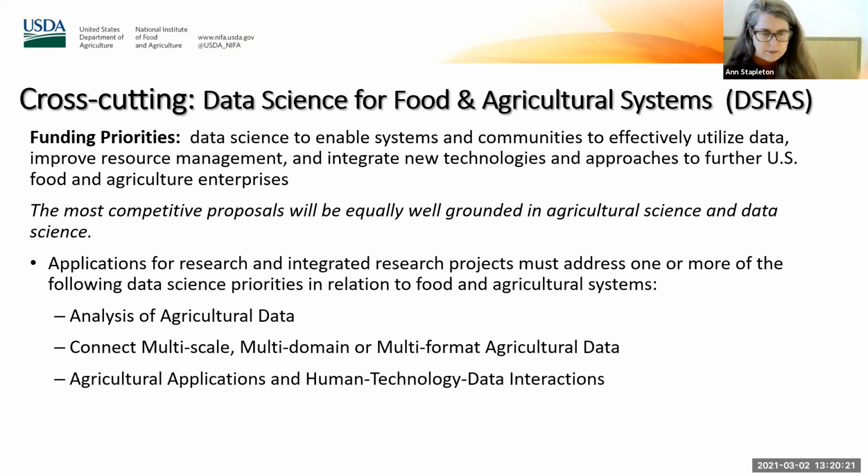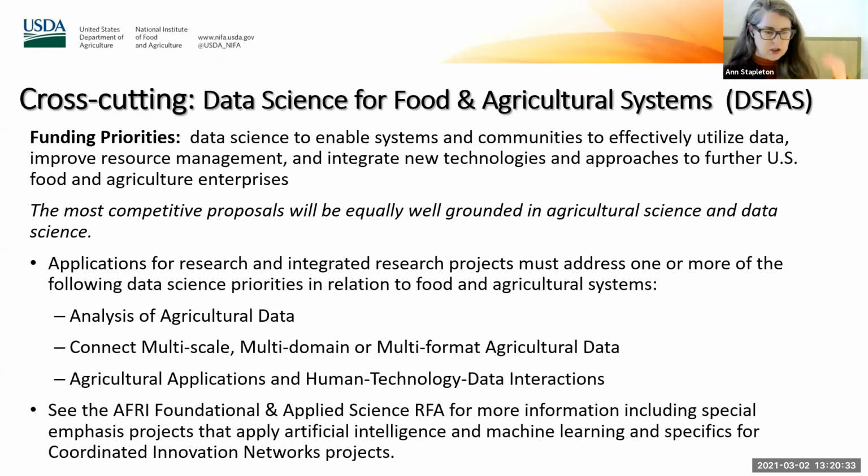These applications also must fit the priority areas, and I just gave you the header for the priority areas here. Please look at the RFA for details of this and make sure that your project would fit. So in the general category of analysis, multi-scale connections, and agricultural applications. There's also a couple of special emphasis areas that you should look at in the AI priority area, for example. You'll also want to look at the details if you're interested in a coordination innovation network project. Please reach out to us if you have questions about this program. We're happy to help. Thanks, Ann.